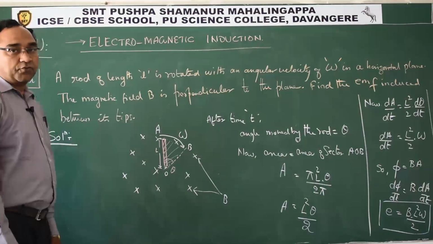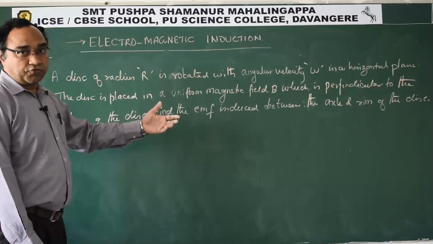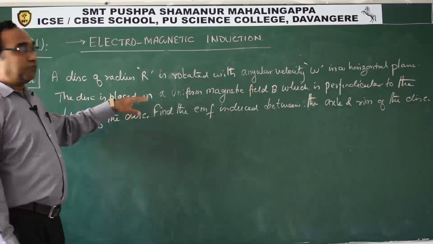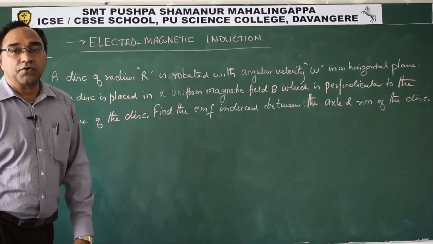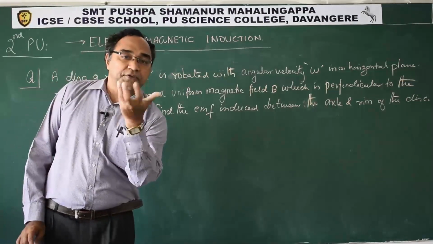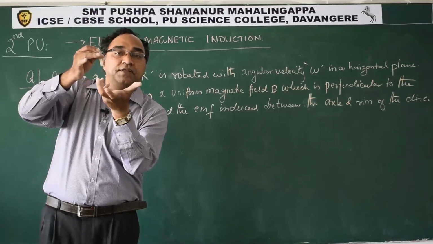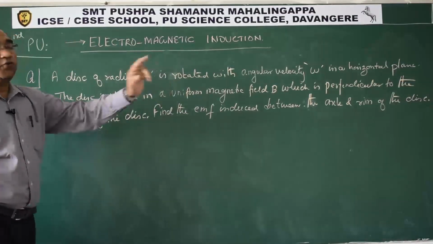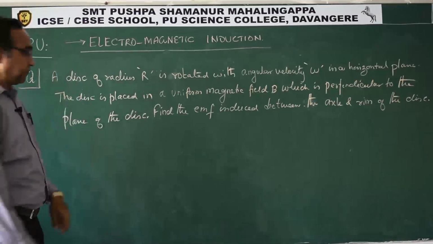Now let us go to the next question. Well students, let us take another question which is again based on motional EMF. A disc of radius r is rotated with angular velocity omega in a horizontal plane. So the disc is rotating like this. It is in the horizontal plane, so the axis will be vertical. The disc is placed in a uniform magnetic field B, which is perpendicular to the plane of the disc.